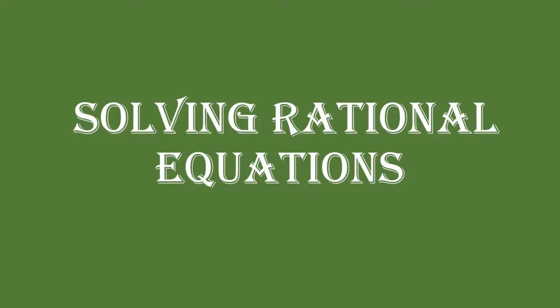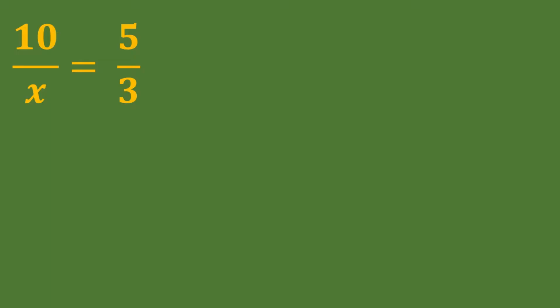Good day. Today we will be solving rational equations. So we have our first example: 10 over x is equal to 5 over 3. In this case, we need first to identify the least common denominator, or simply your LCD.